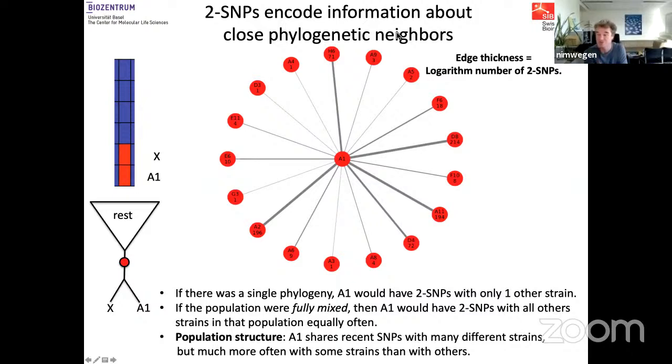So we find two SNPs with more than a dozen different strains for A1. If the population were fully mixed and everybody was recombining equally often with everybody else, then you would expect this distribution of pair SNPs for A1 to be roughly uniform and have equal numbers for every other strain. But that's also not what we see. A1 occurs in a pair much more often with some strains than with other strains. Okay, so this reflects the population structure that's there.